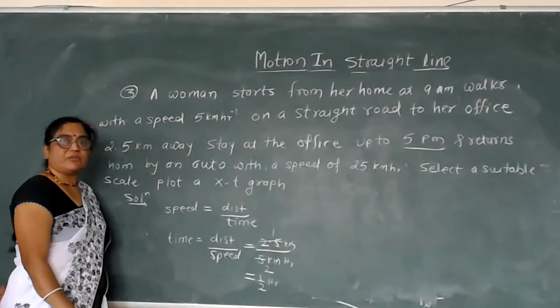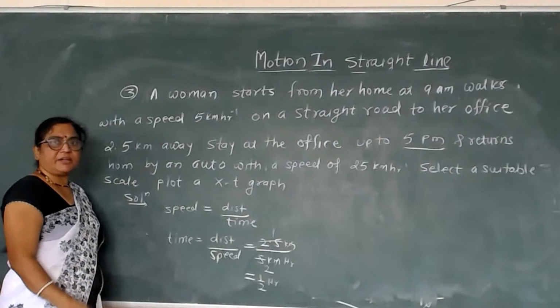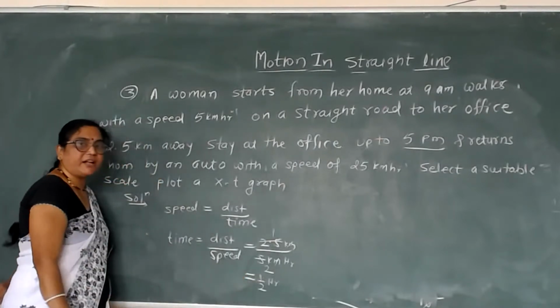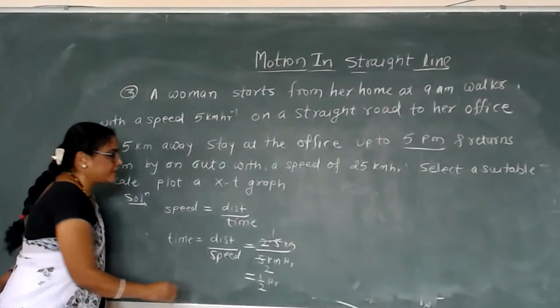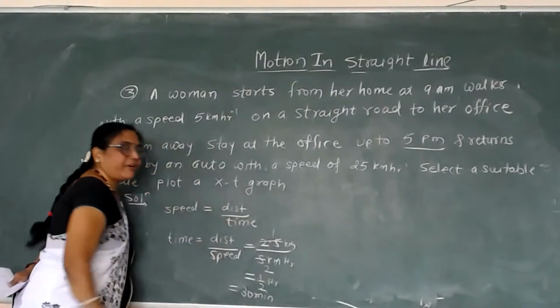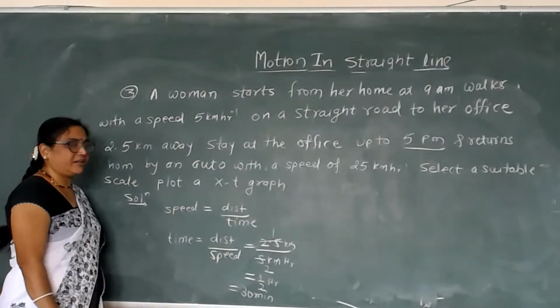1/2 hour means what is the time required? 1/2 hour means 30 minutes are required. So this is equal to 30 minutes. The time required for that lady to reach the office with a walk is 30 minutes.